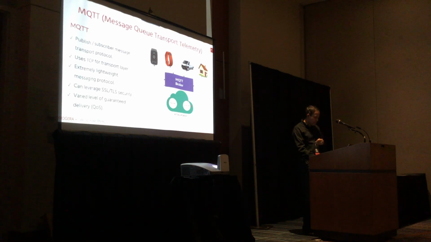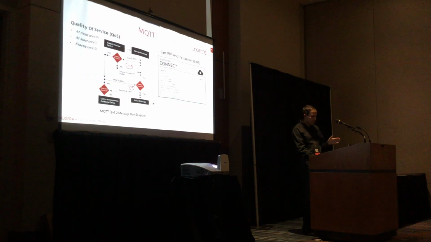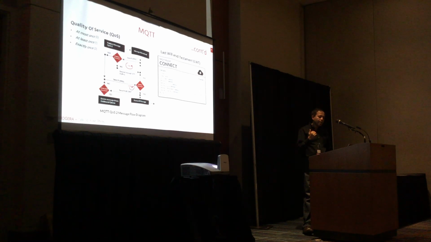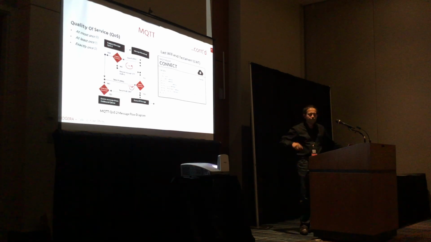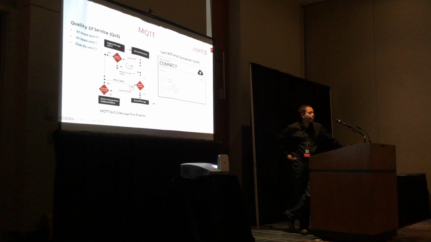Also, MQTT supports varied levels of QoS, that is, quality of service. That's MQTT's way of adding reliability in the communication. I talked about that communication in the constrained network for the devices. So there are 3 levels of QoS available for MQTT communication.